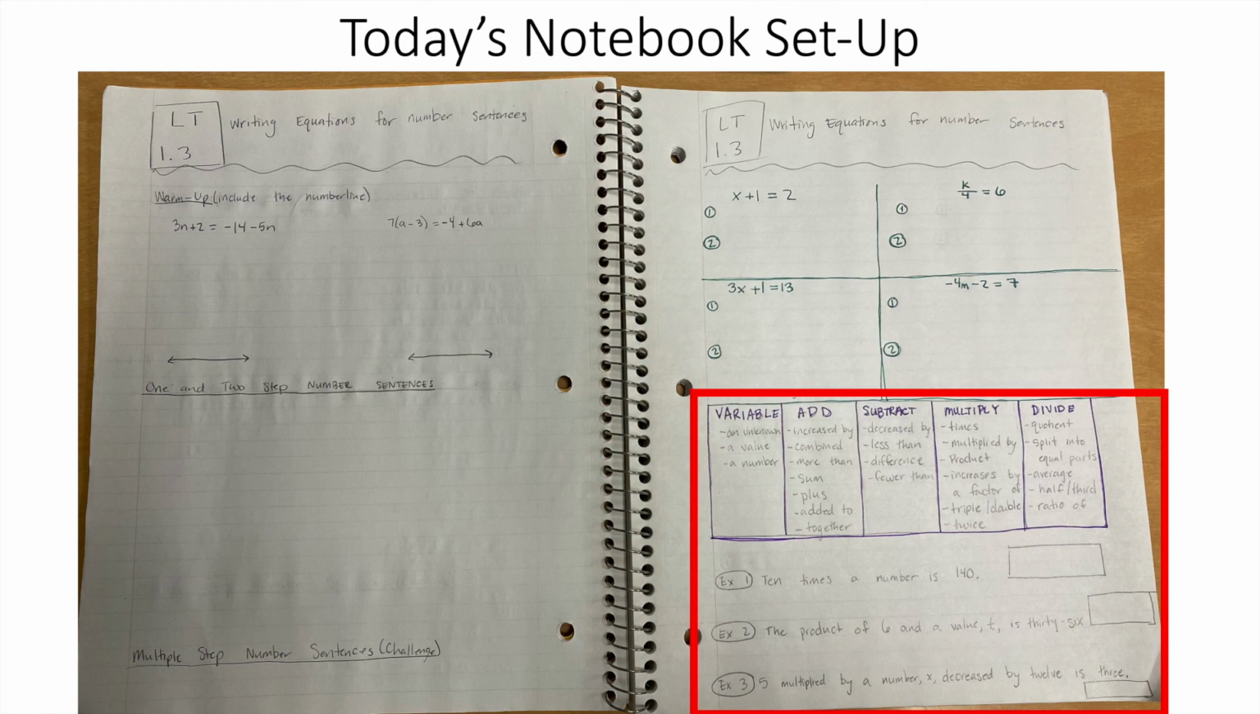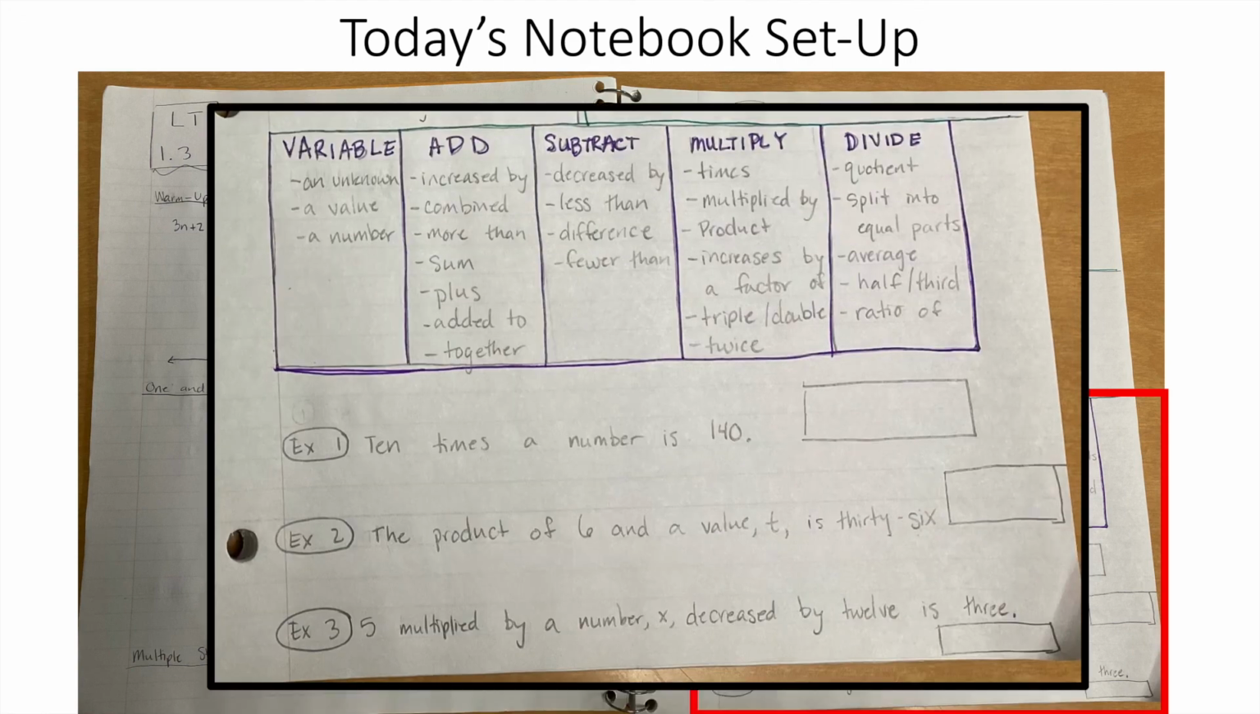Let's set up the very last section of our right side page. We are going to be doing some writing here. So let's do this section. We've got variable, add, subtract, multiply, and divide. So make sure you have 5 separate columns. And then in each column, we have all of these different ways that we can say add, subtract, multiply, and divide, all the different word phrases that mean that thing. So if you need time to write these 5 columns down, pause the video now.